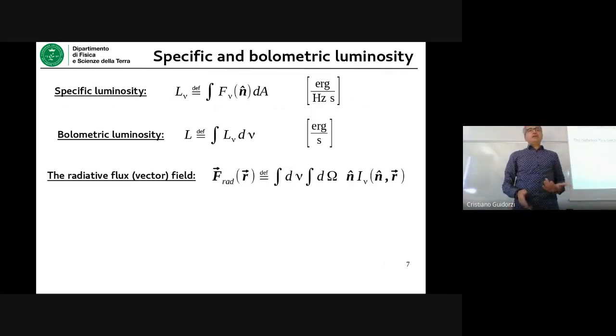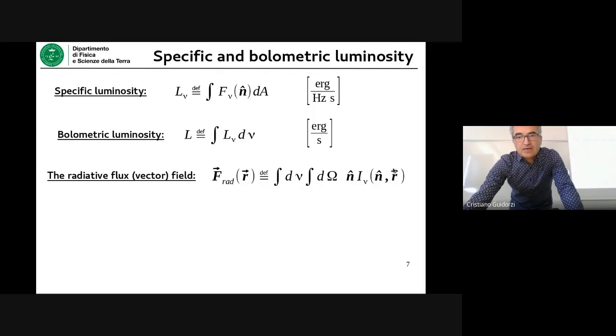We can define another mathematical object, which is now a vector. This is called the radiative flux field, defined that way. Let's have a look in more detail at the definition. You have two integrals. The first, which appears here, is an integral over frequency. That's why you don't see any word like specific in the name: this is not specific because you already integrated over frequency. Let's have a look in more detail at the second term.